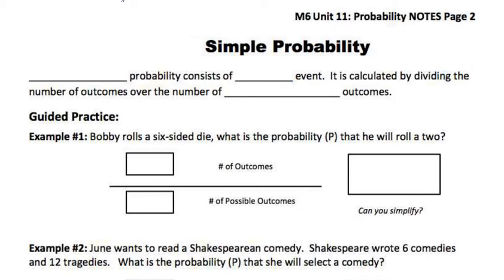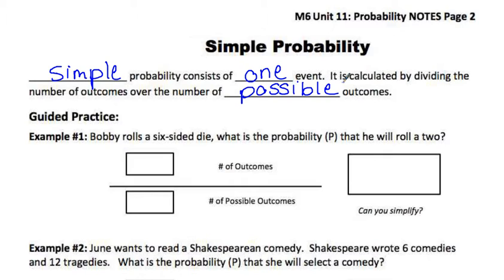In this video, we'll be discussing simple probability. Simple probability consists of one event, and it is calculated by dividing the number of outcomes over the number of possible outcomes. So let's look at some examples.